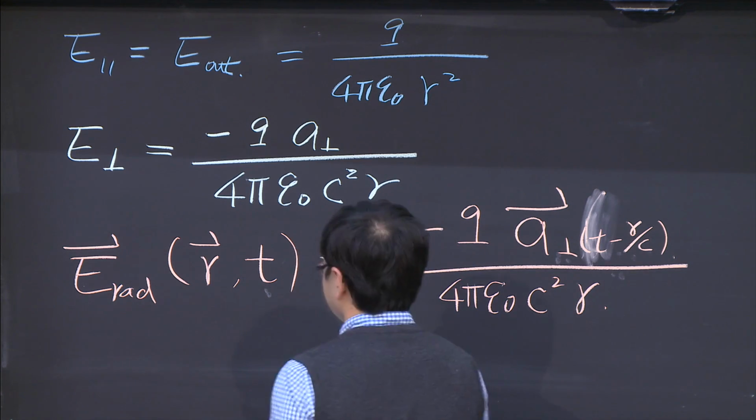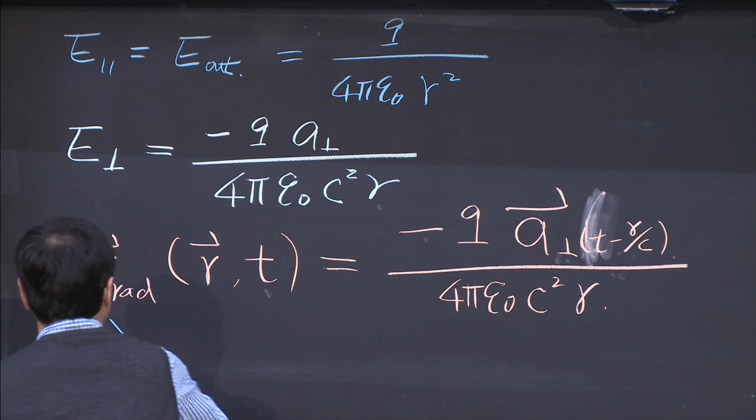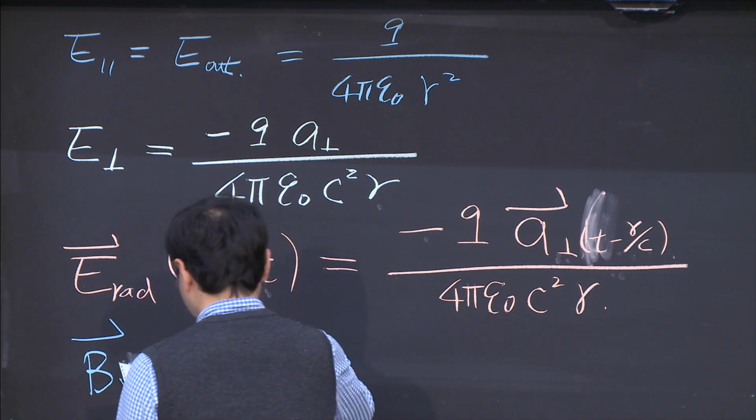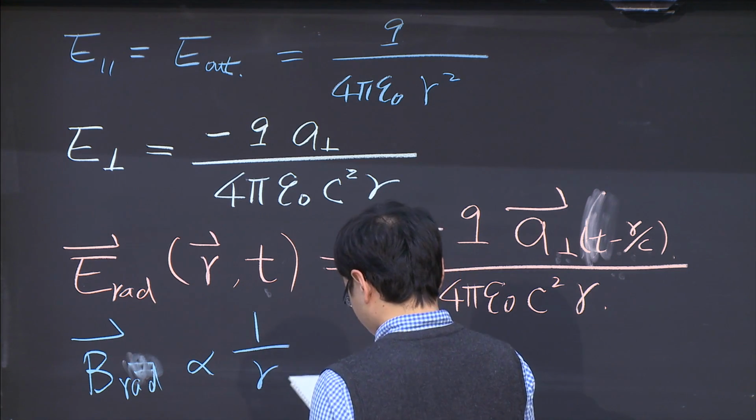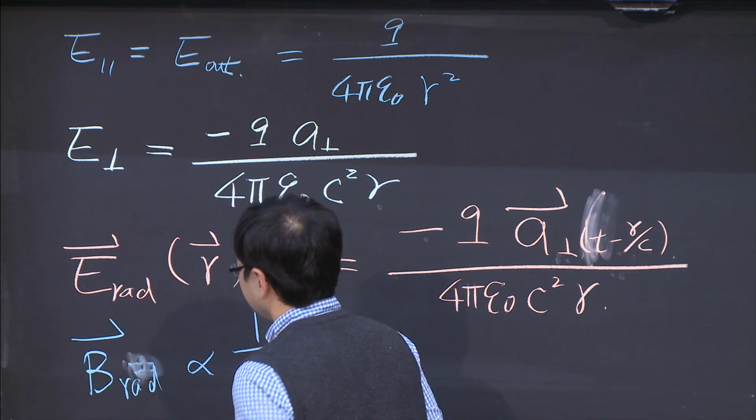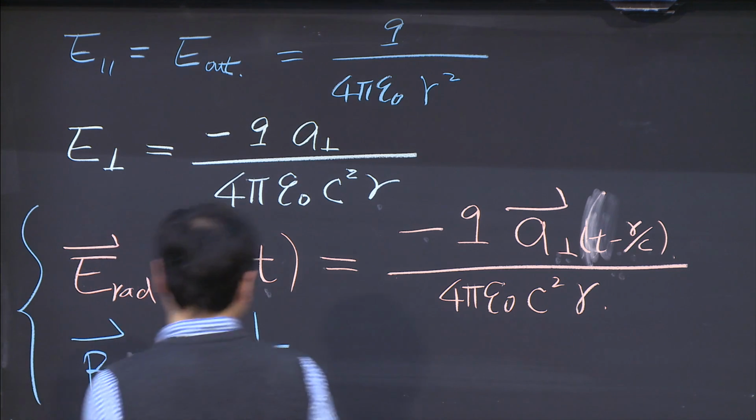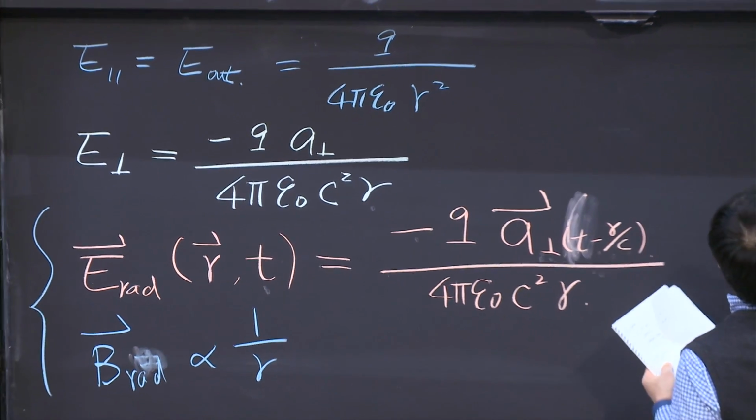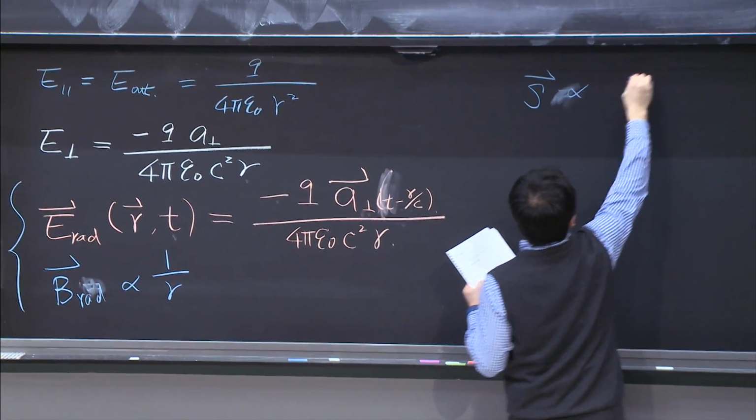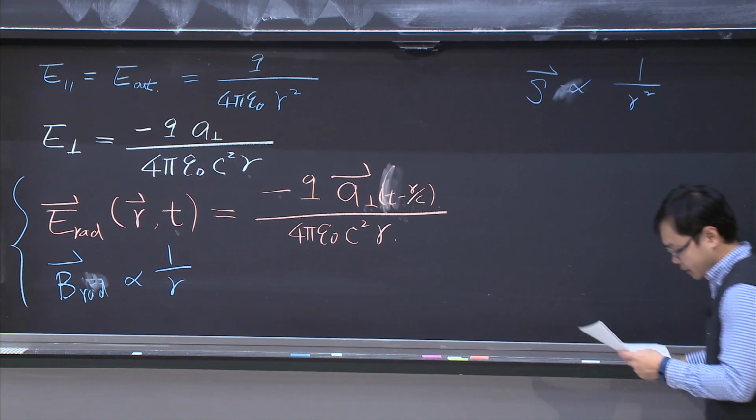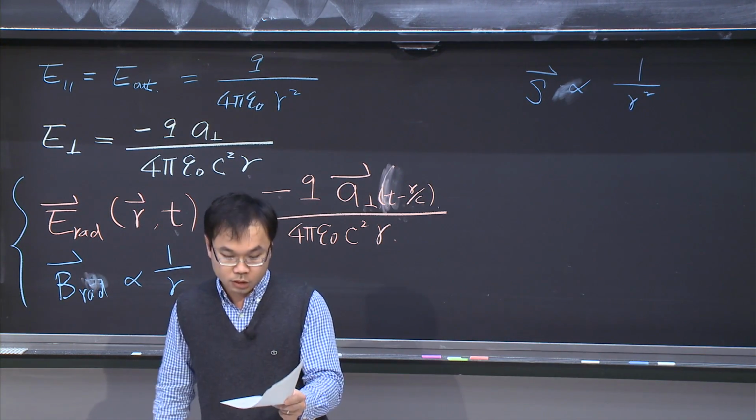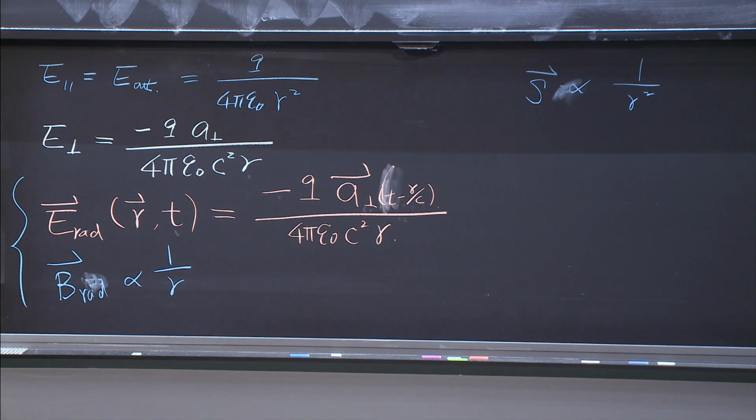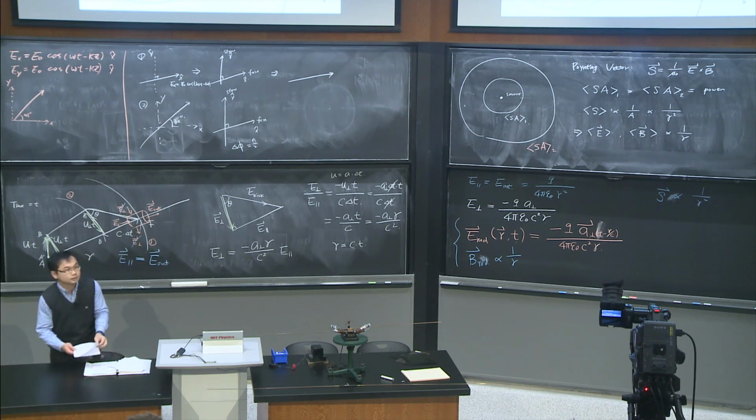Finally, I can now also conclude what the magnetic field will be. The radiated magnetic field, as I mentioned, will be proportional to 1 over R. And of course, I also give you the explicit formula in the lecture note. Now we can conclude that S will be proportional to 1 over R squared. So that means I can now send energy to the edge of the universe, right? Because of all this hard work we have been doing here. Okay, any questions?